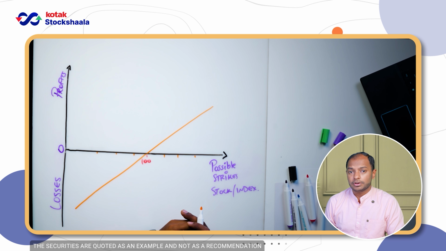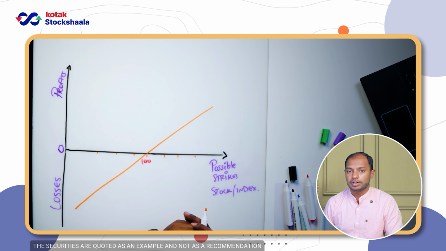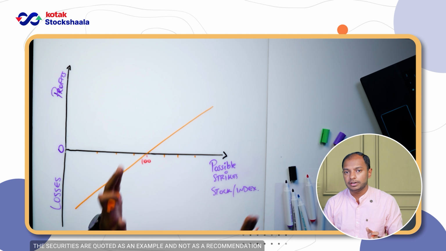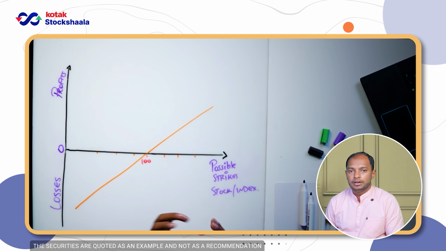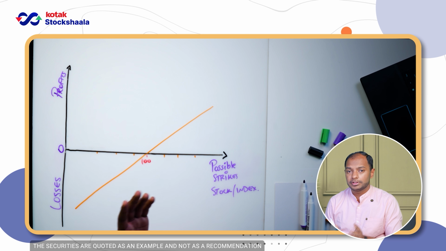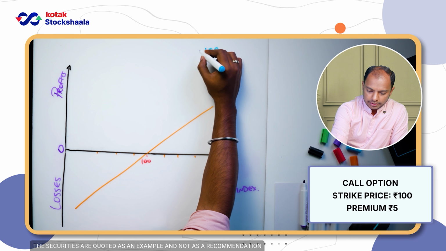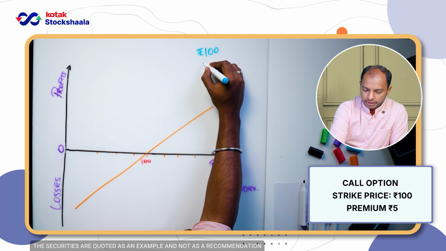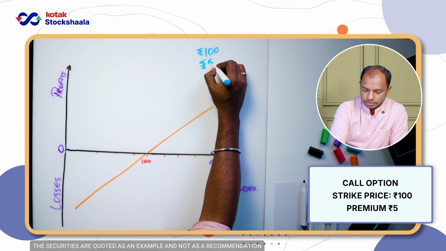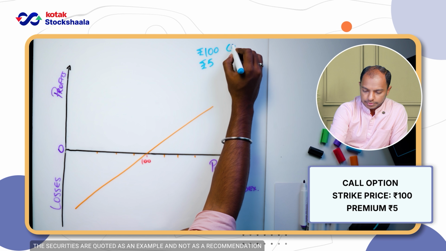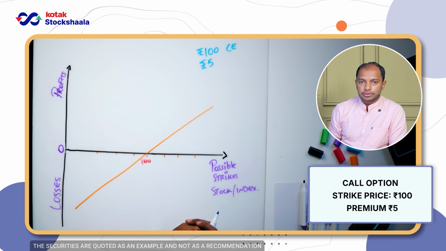But now let's also draw a graph of an option contract and see how it is very different from a normal equity graph. Now let's say I buy a call option for the exact same stock. So the strike price is going to be rupees 100, and the premium that I'm going to pay to enter this specific contract is rupees 5. And this is a call option. So let's see how it is going to pan out.